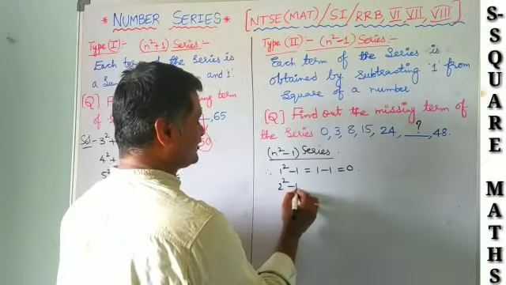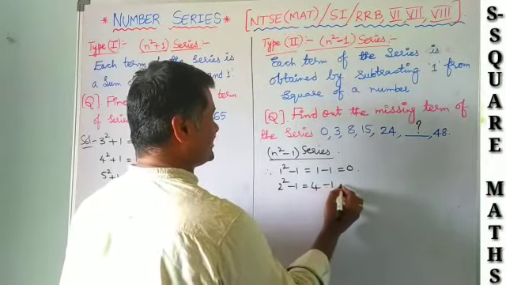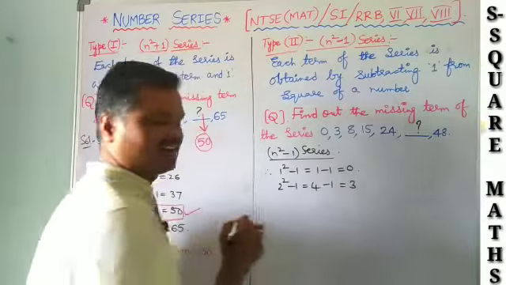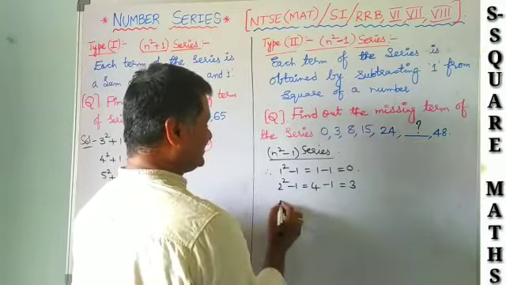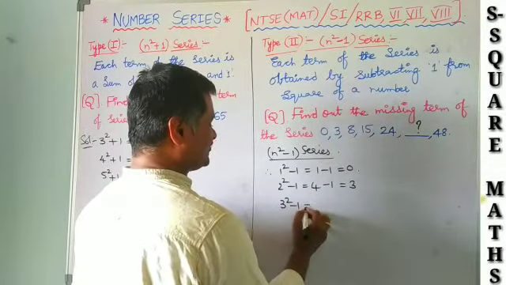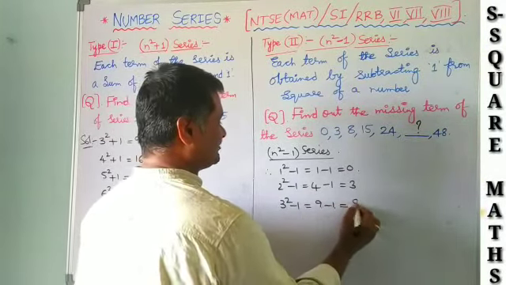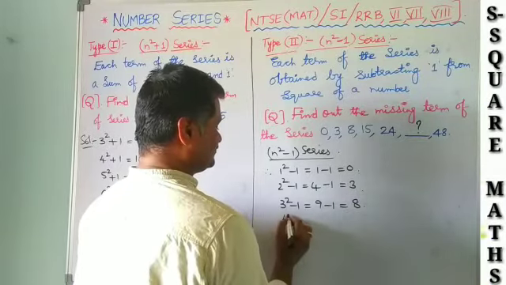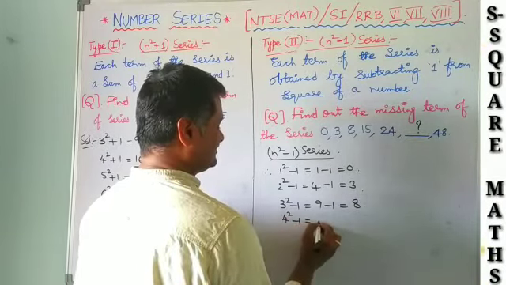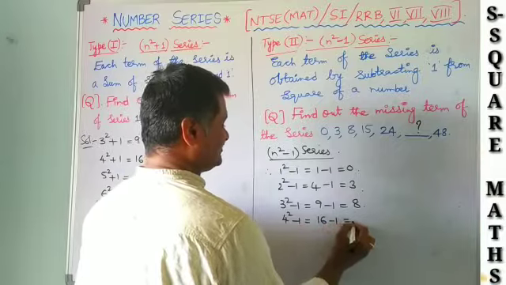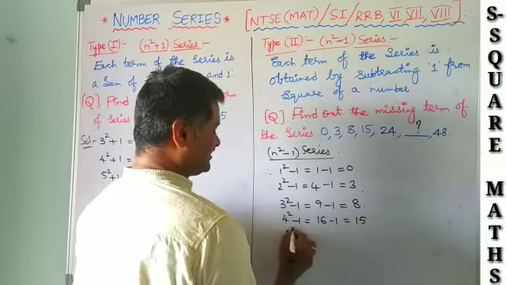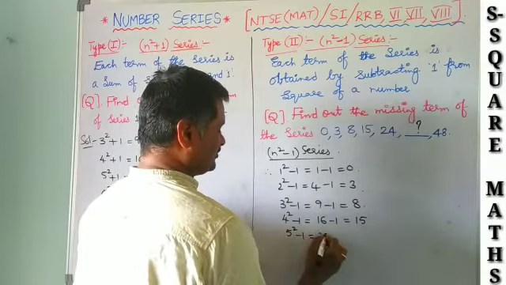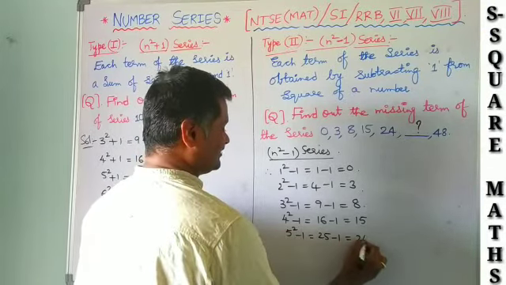n is equal to 2: 2 square minus 1, 4 minus 1, nothing but 3. 2 square is 2 into 2, 4, minus 1, 3. Next, 3 square minus 1, 9 minus 1, nothing but 8. Next, 4 square is 16, minus 1 is 15. Next, 5 square minus 1, so 25 minus 1, nothing but 24.